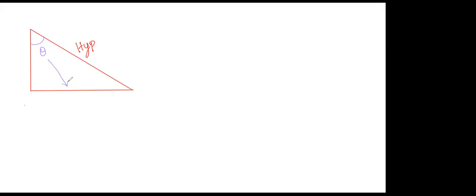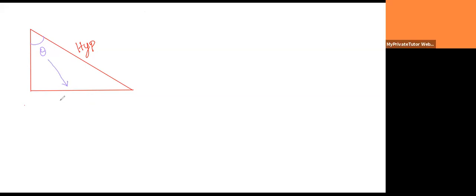See, one is opposite. Yes, the side which is opposite to the given angle is nothing but the opposite, and the other one is adjacent. Okay, so let's quickly try this.